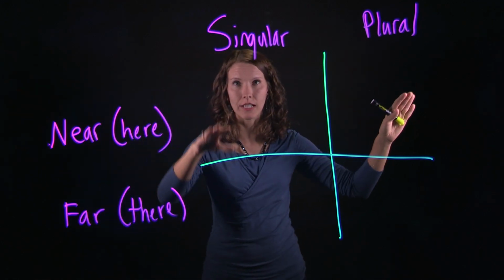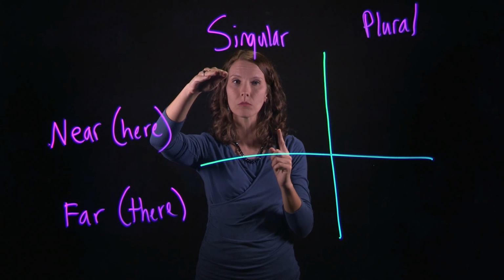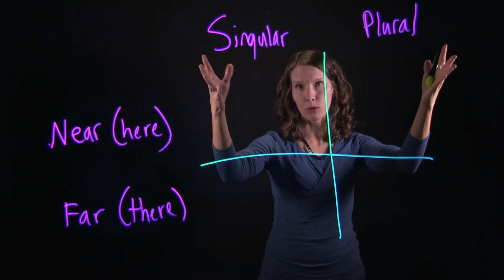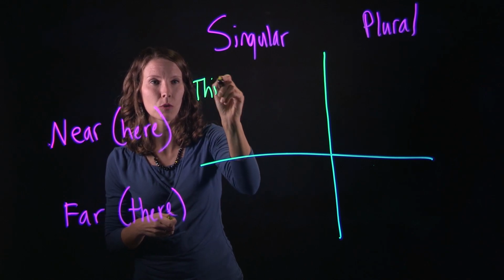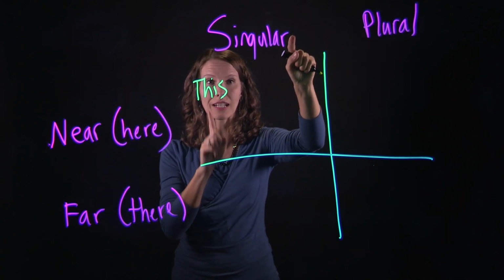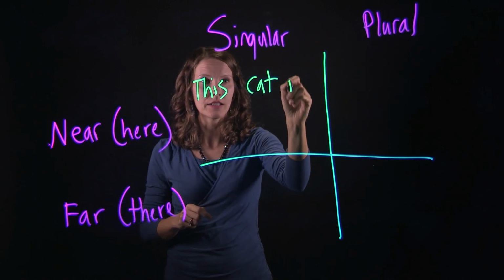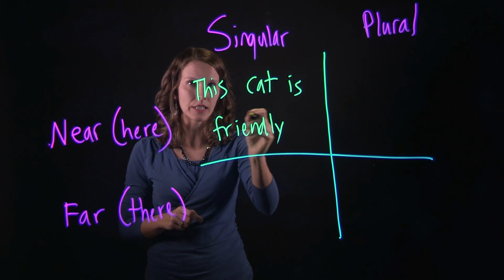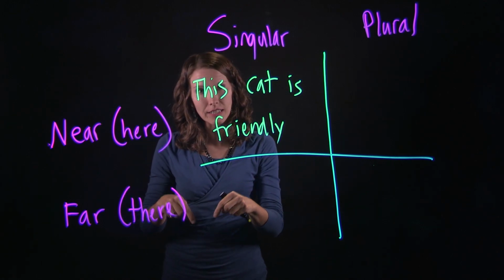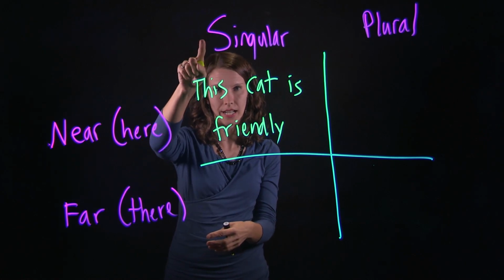The second difference has to do with whether the item that you're referencing is singular, if there's one item, or if there are many, if it's plural. So the word this is the word you would use if you're referencing a single thing, like a cat, and it's nearby. "This cat is friendly." This means I'm referencing this cat that's right next to me, that's here, that I could touch, and there's one cat.